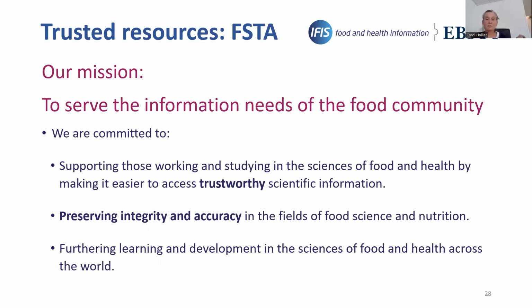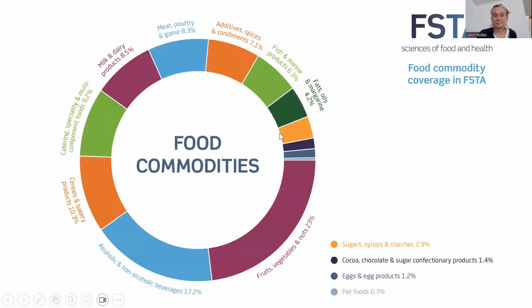IFIS Publishing has a mission, and our mission is to serve the information needs of the food community. We've been around since 1968, and we're absolutely committed to supporting those who are working and studying in the sciences of food and health by making it easier to access trustworthy scientific information. We see as part of our mission preserving the integrity and accuracy in the fields of food science and nutrition. And so we put a lot of resource into this.